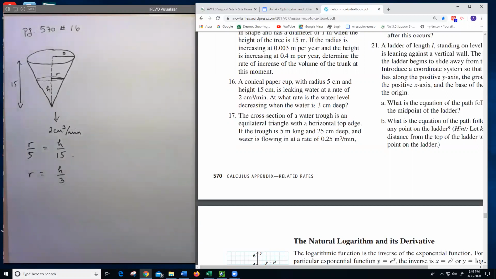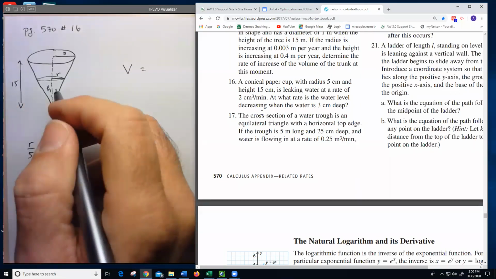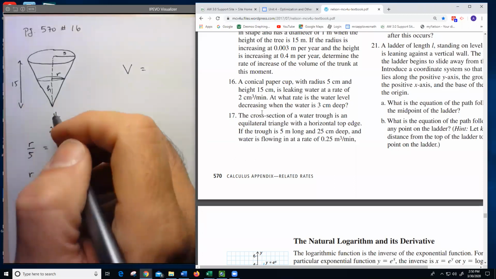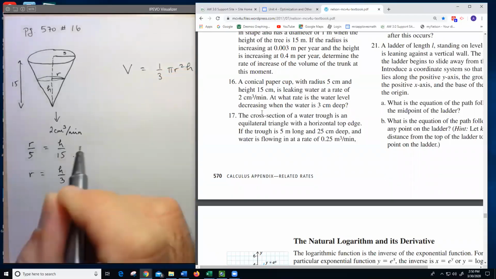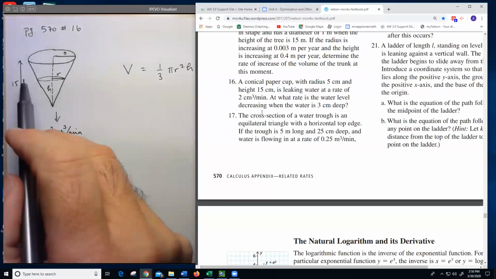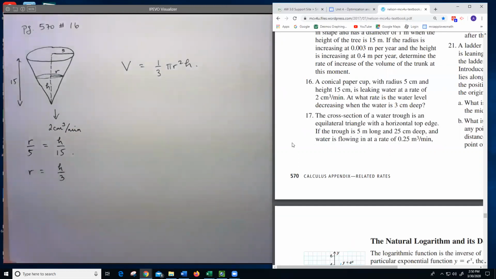But now when I write my relationship between volume, because that's the rate that I'm given, and the rate that I'm looking for, the height, all right? So when I write my equation, V equals, and again, I don't necessarily expect you to remember these things, but you can easily look them up, 1/3 pi r squared h. So the volume of a cone is just 1/3 the volume of the cylinder with the same height and radius, all right?